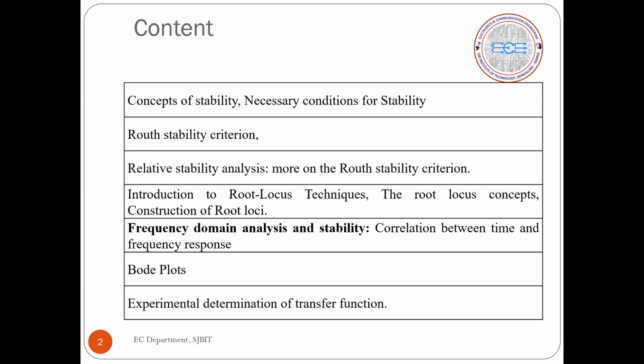Next part is frequency domain analysis and stability. That is, stability analysis in frequency domain we will be discussing. That is correlation between time and frequency response, Bode plots, and we will be having experimental determination of transfer function. This is about the different concepts we will be going through in module 4.